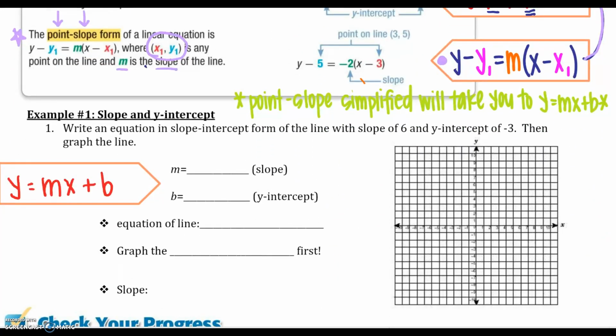All right. Write an equation in slope-intercept form, so that is a big thing. You need to make sure you read all the instructions and see what they are asking you to do. Slope-intercept form of a line with a slope of 6 and a y-intercept of -3. So slope-intercept form, we know we need to get it into y equals mx plus b. I have a slope of 6. I have a y-intercept of -3. We are going to graph the line. I'm going to put those into my slope-intercept, y equals mx plus b.